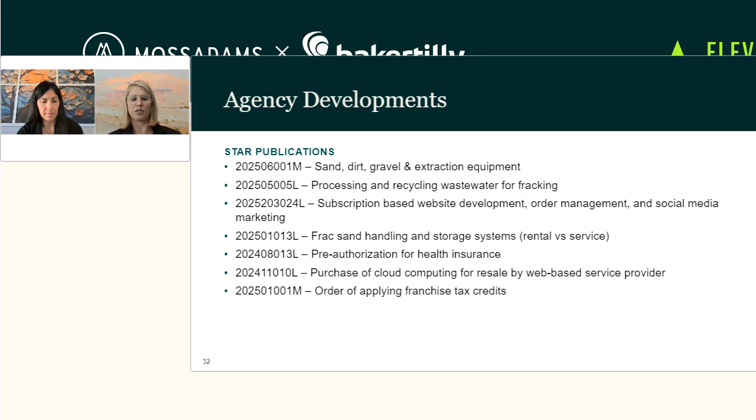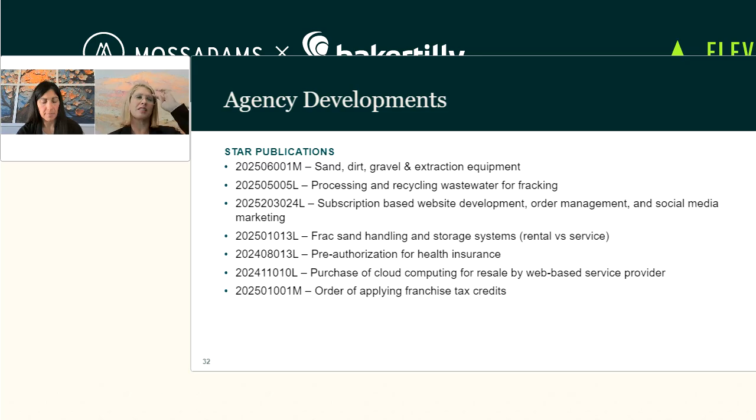So this isn't a new topic. It's just another iteration, and the state is somewhat aggressive on this. But if it's not separately stated and it's not normally sold on its own, and it's substantial, if it's one price for a variety of services, that's going to be considered taxable if an item within there is.